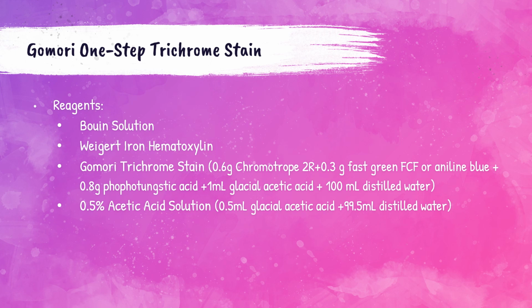This stain is prepared by combining 0.6 grams of chromotrope 2R, 0.3 grams of fast green FCF or aniline blue, 0.8 grams of phosphotungstic acid, and 1 milliliter of glacial acetic acid, and additionally 100 milliliters of distilled water. So all that gets combined for that. Lastly, a 0.5% acetic acid solution is also needed. This is prepared by combining 0.5 milliliters of glacial acetic acid and 99.5 milliliters of distilled water.